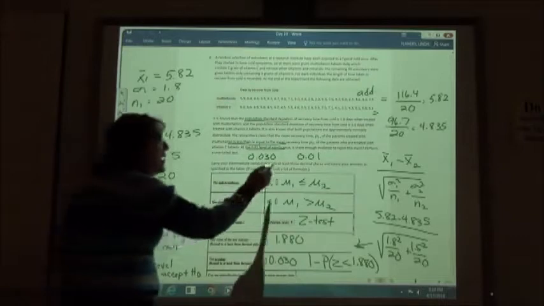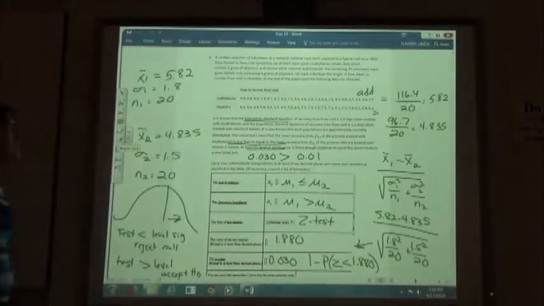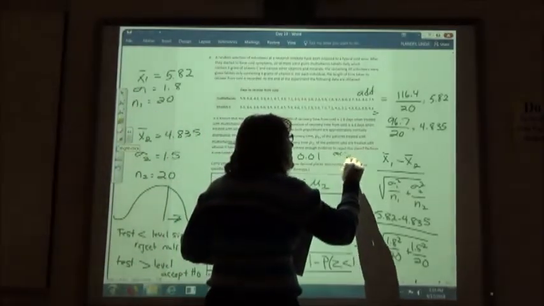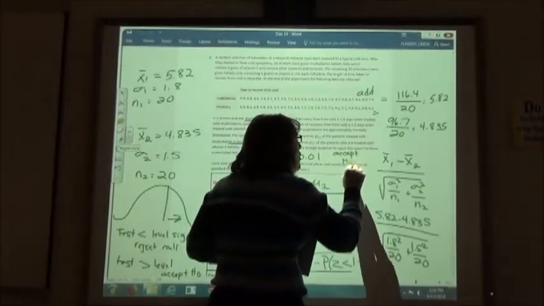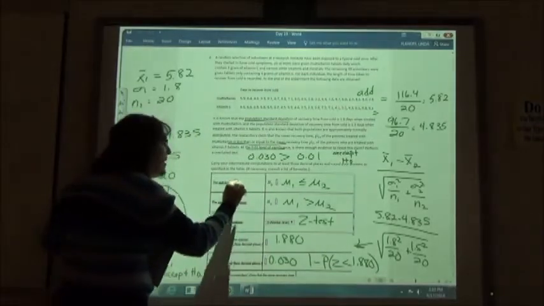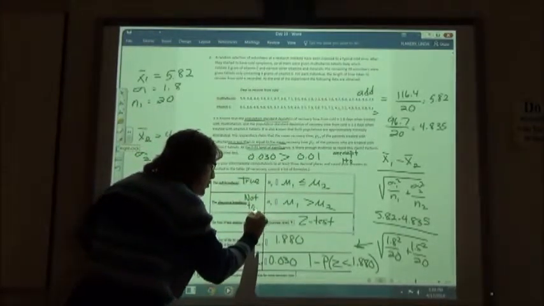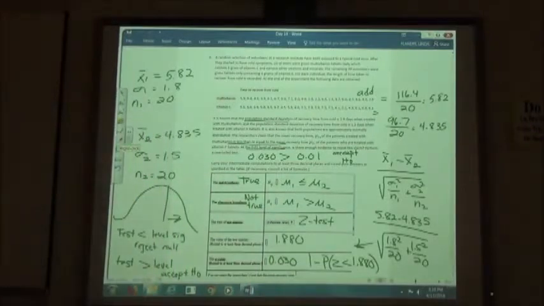It is greater than. Since my test value is greater than my level of significance, it means I am going to accept whatever the null statement is. So that means this is the true statement. This one is not true, right? The bottom got cut off, but you can read it on your paper.